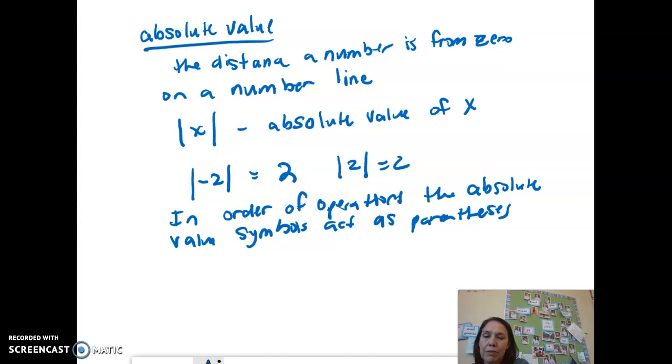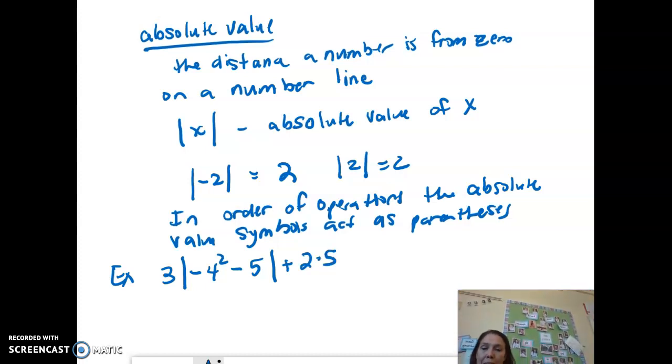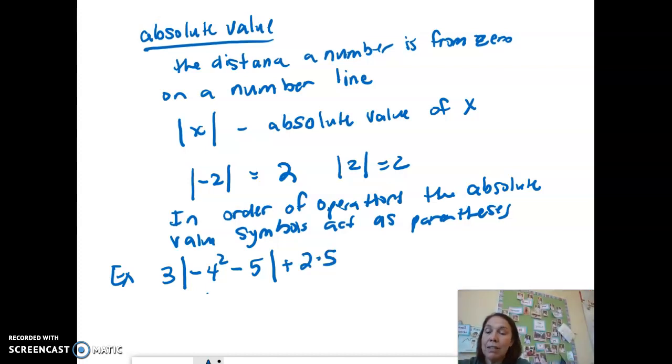So for example, here's my example: 3 times the absolute value of -4 squared minus 5, plus 2 times 5. We would first go inside of this absolute value and then do the order of operations. So this right here would be a -16 minus 5. Then I'd act as absolute values. And the 3 just on the outside means multiply.